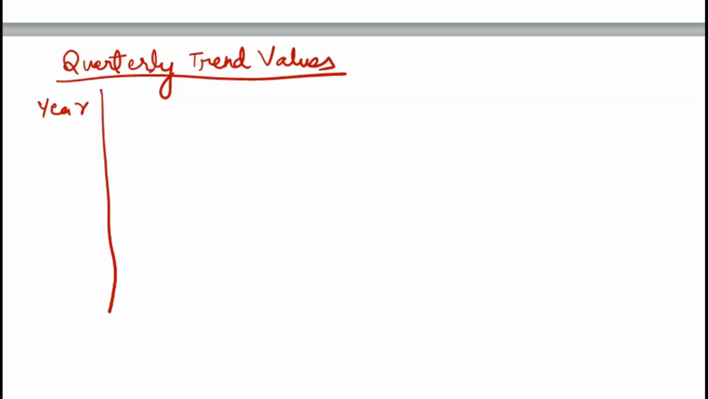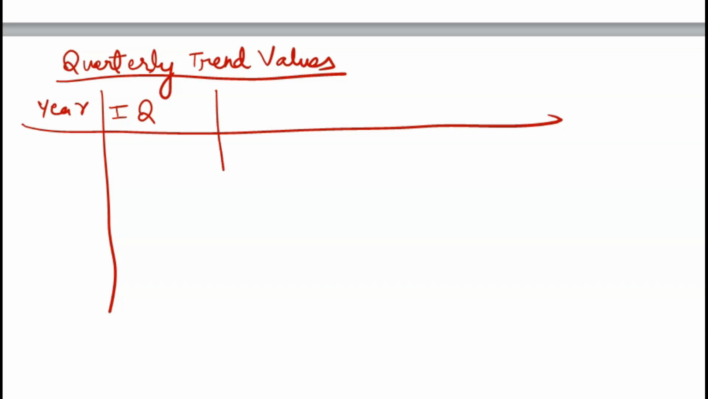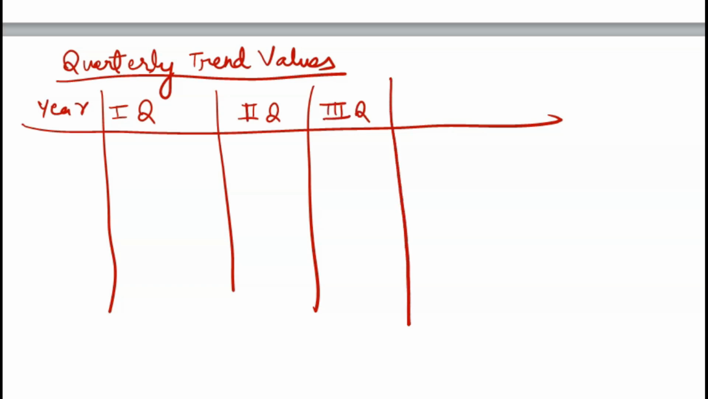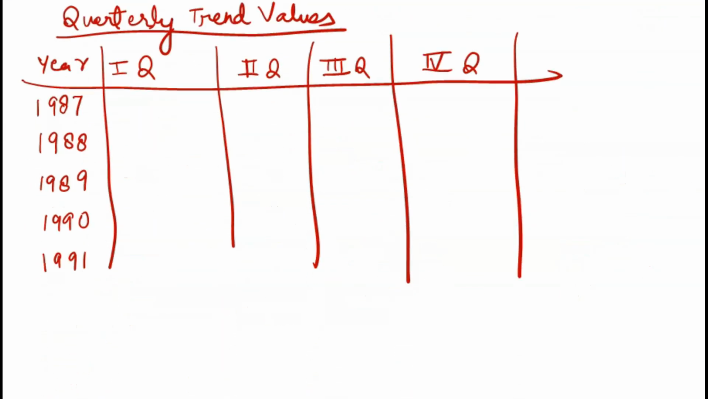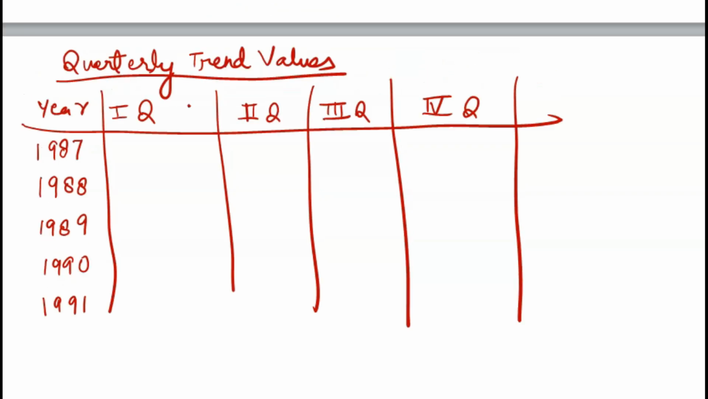For this, what we have to do, so here year, first quarter, second quarter, third quarter and fourth. 4 quarters are there. So for the first year, the trend value is 32. So this 32 we have to plot first. There is a gap of 3 in each quarter, correct? Because the yearly gap is 12, so the quarterly gap is 3 values. So first value is 32.